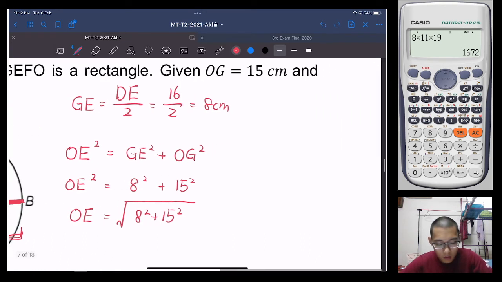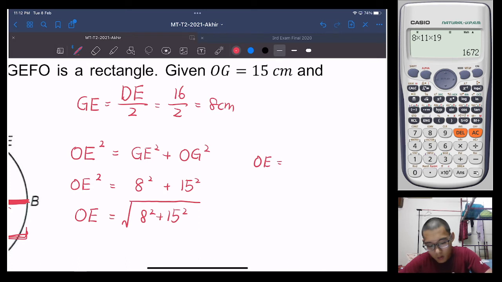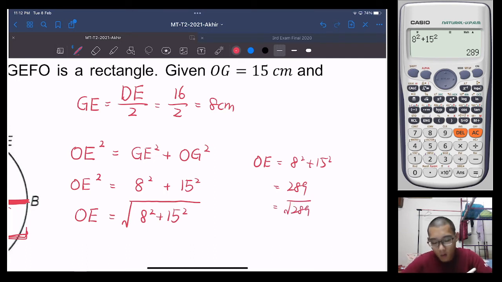I found that some students just write down OE equal to 8 square plus 15 square, and then they solve it, 15 square, 289. And then they use the square root. Suddenly there is a square root. How did you get this answer? And then you receive 17 cm. How did you receive the square root? So there is a mistake, because up and down they are different already. It doesn't make sense. So you need to be alert.